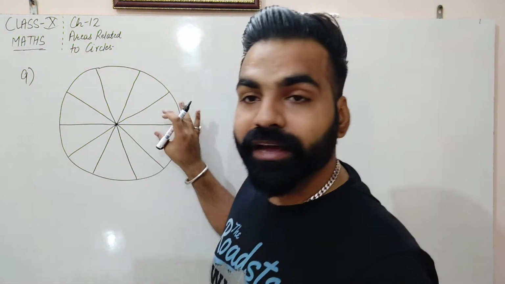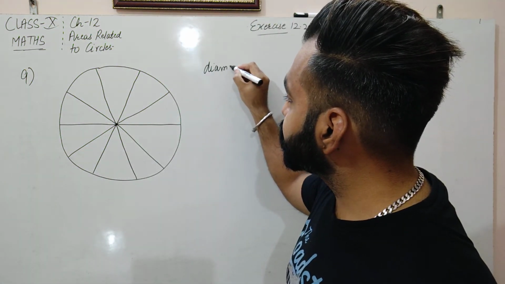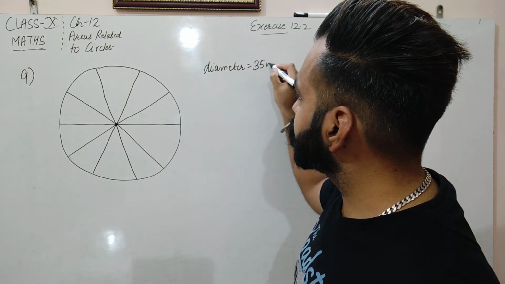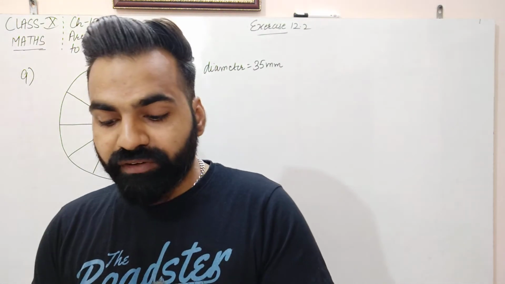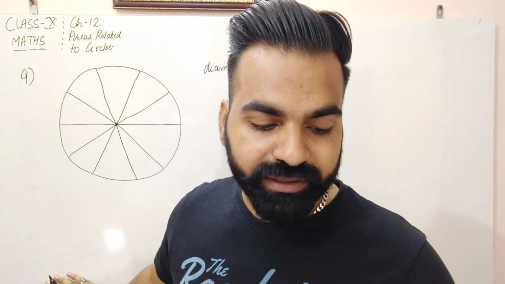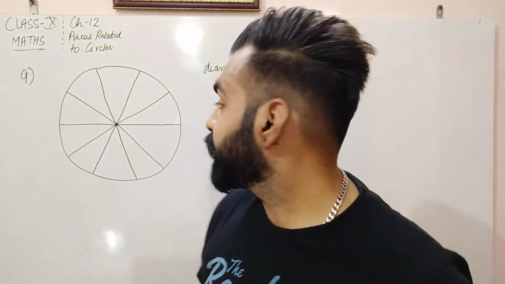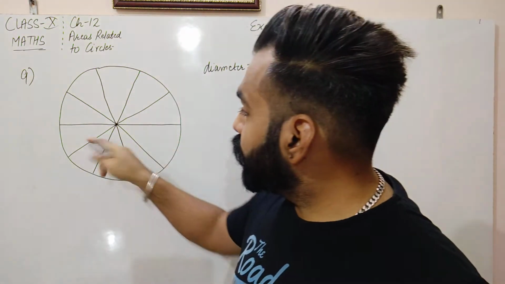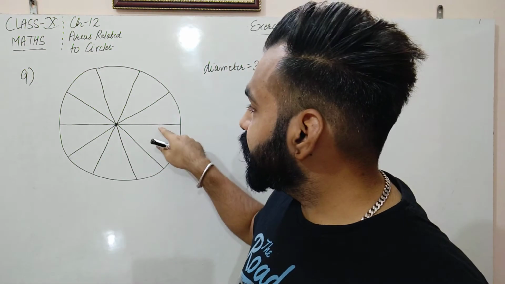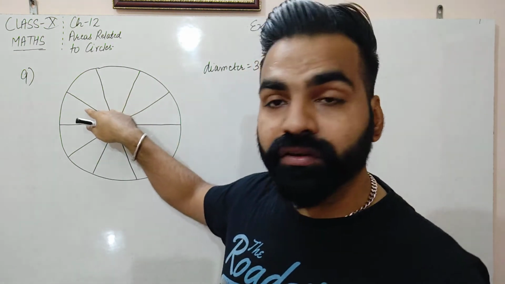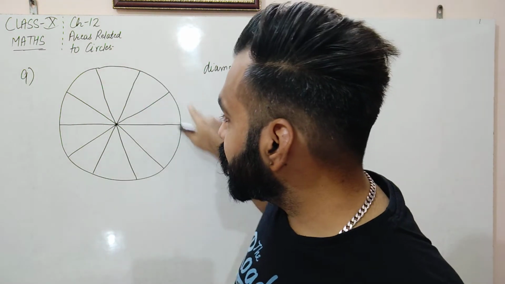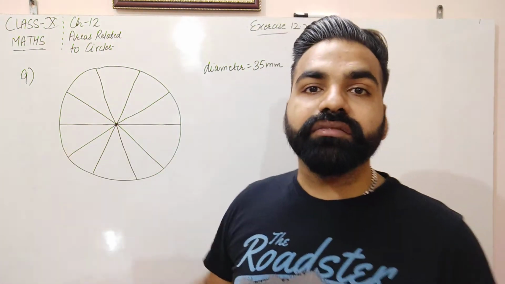Now question number 9. A brooch is made with silver wire in the form of a circle with diameter 35 millimeter. So here the diameter is equal to 35 millimeter. The wire is also used in making 5 diameters which divide the circle into 10 equal sectors as shown in the figure. Along these 5 diameters you can see there are total 5 diameters, 1, 2, 3, 4, 5. So along these 5 diameters and the boundary of the circle, silver wiring is done here.